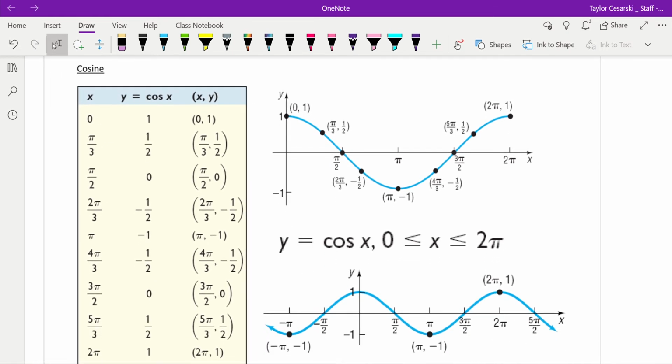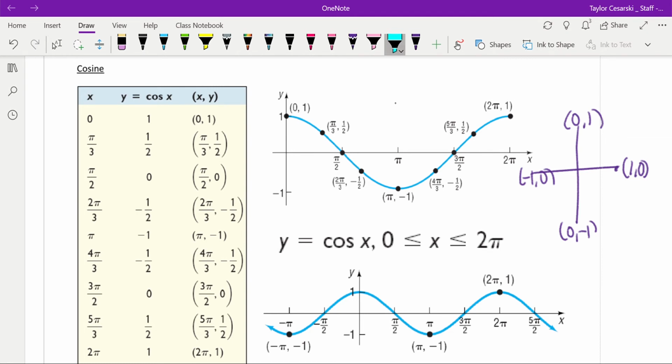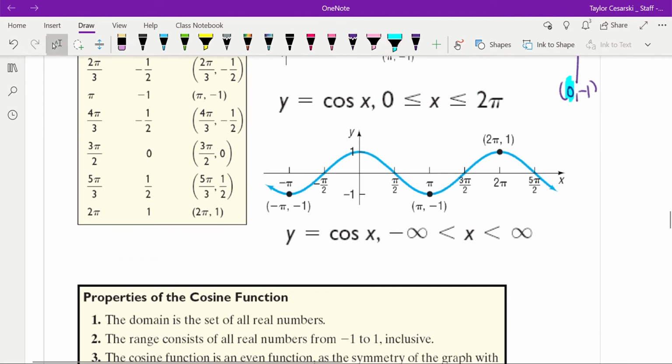So cosine is going to start, because cosine is our x values, should start at 1. Because remember, cosine is your x values. Cosine has a lot of the same features as sine. It's going to look very similar. It's going to look like a wave, but a few key differences. So one thing is cosine is an even function. You can see that because it's symmetric about the y-axis. Okay, it still has a domain from negative infinity to positive infinity, and it's still from -1 to 1 inclusive.